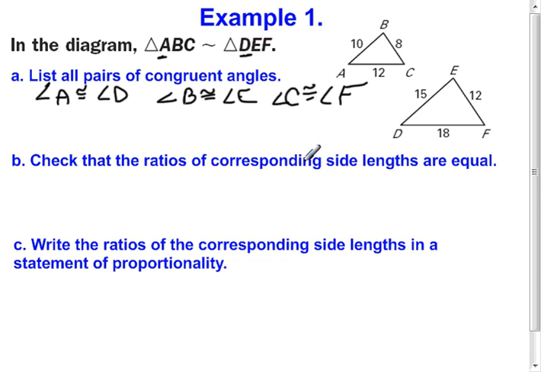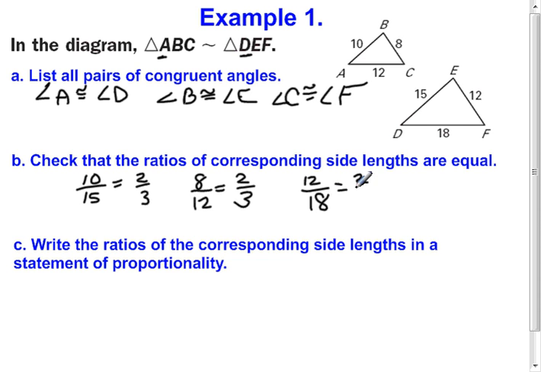Check that the ratios of the corresponding side lengths are equal. So AB over DE, 10 over 15. If we reduce that, we end up with 2/3. Alright, then we have 8 over 12. Divide both of those by 4. We end up with 2/3. And 12 over 18, divide those by 6, and we end up with 2/3. All of the corresponding sides must be proportional for it to be a similar polygon.